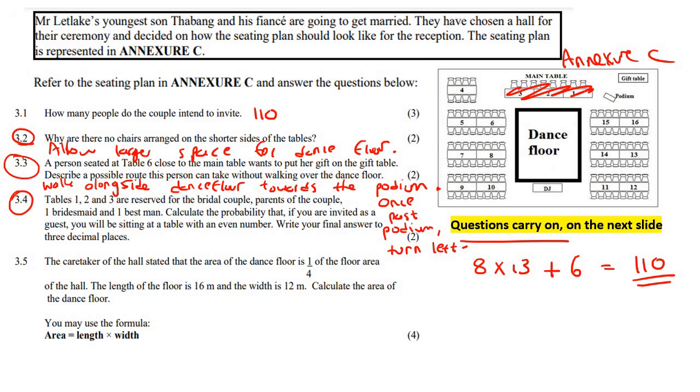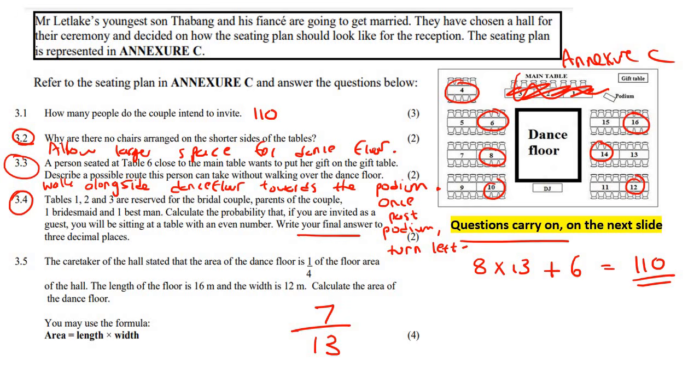So it says, calculate the probability that if you were invited, you'll be sitting at a table with an even number. Now, even numbers are 2, 4, 6, 8, 10, 12, 14, okay? So, and 16, of course. So, how many tables are there altogether? Don't count these ones. So just go 1, 2, 3, 4, 5, 6, 7, 8, 9, 10, 11, 12, 13. So there's 13 tables. How many of those are even numbers? Well, that would be table number 6, 4, 8, 10, 14, and 12, and 16. So that's 1, 2, 3, 4, 5, 6, 7. So there's a 7 out of 13.